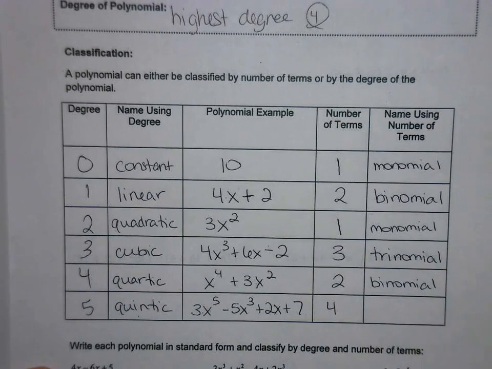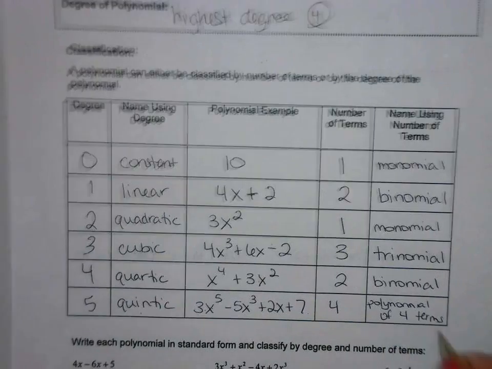Anything higher than a 3, we're going to say polynomial of whatever that number of terms are. So polynomial with 4 terms, or 5, or 6.